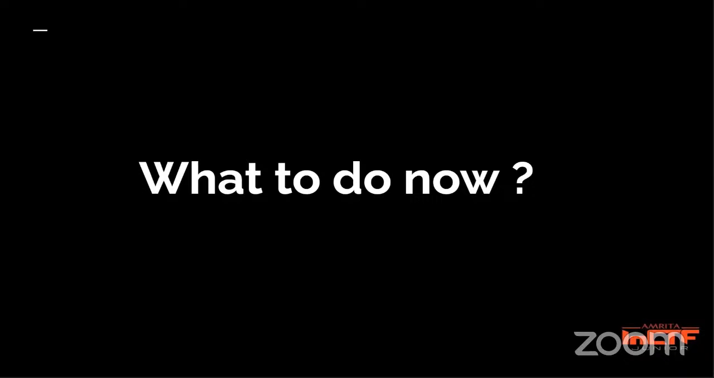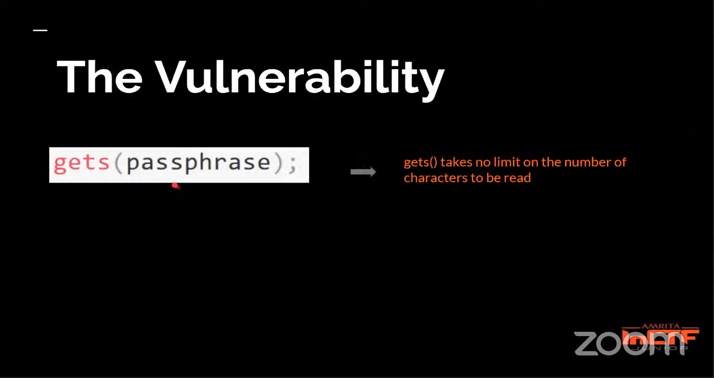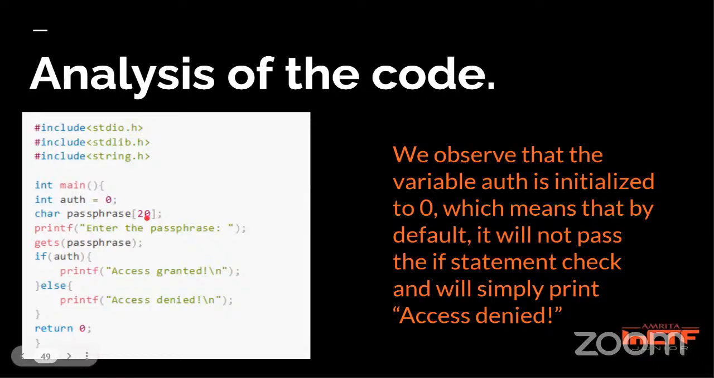Gets gets to be explained once again. So you have gets passphrase, right? Passphrase is this particular local variable that we have defined, which takes 20 bytes as an input. So it should only take 20 bytes as the input. But gets is a function where we can give as many inputs as possible, and it would just keep on taking it. It would not stop.